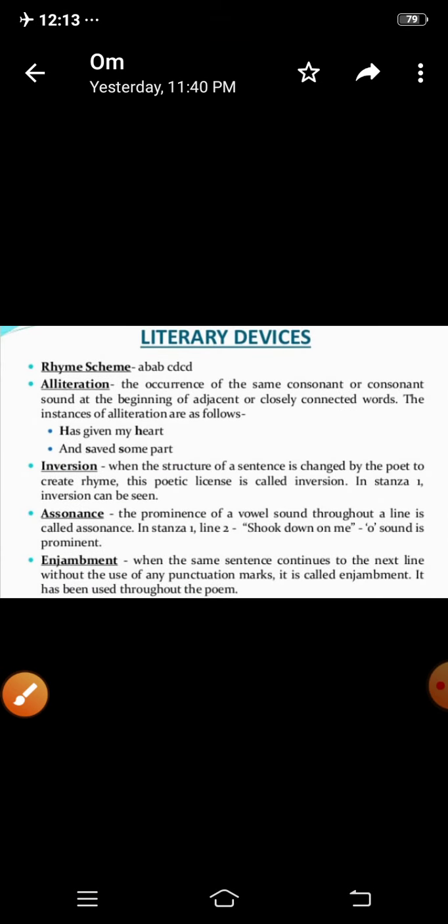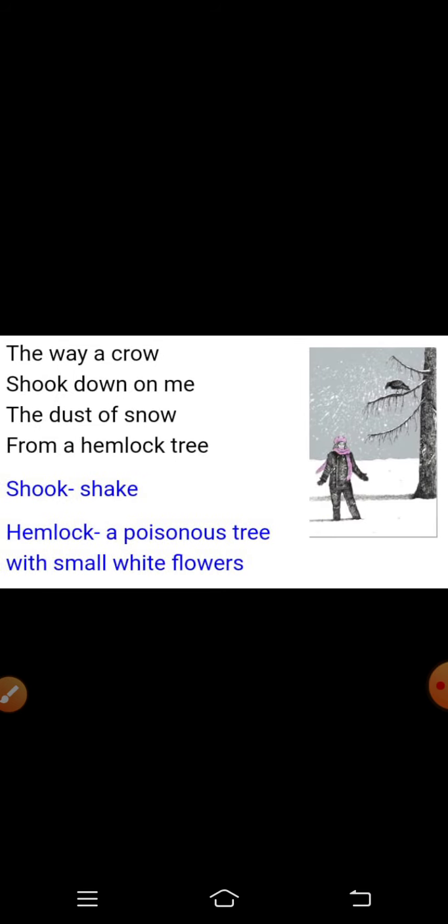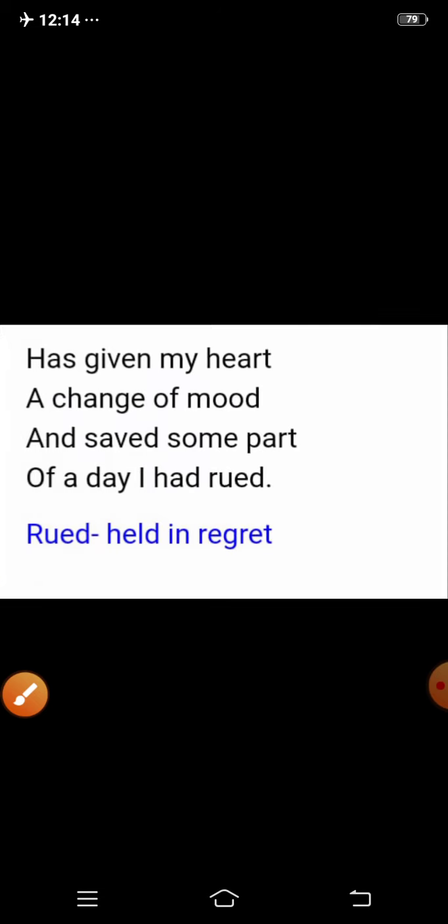Now moving forward, the third poetic device is inversion. When the structure of a sentence is changed by the poet to create rhyme, this poetic license is called inversion. In the first stanza, inversion can be seen. Fourth one is assonance. The prominence of a vowel sound throughout a line is called assonance. In stanza 1, line two, shook down on me, the O sound is prominent. In shook there is an O sound, in down there is an O sound, in on there is an O sound. This O vowel sound is being repeated.